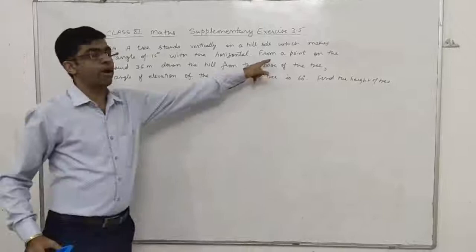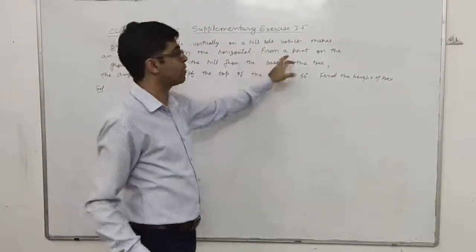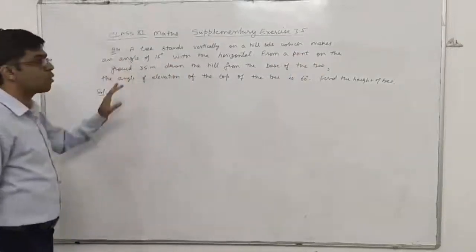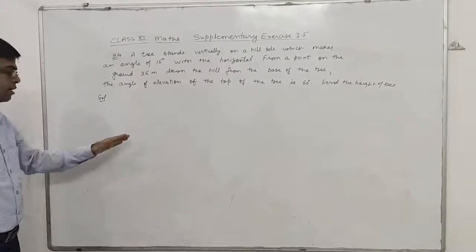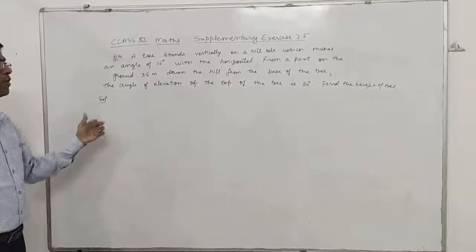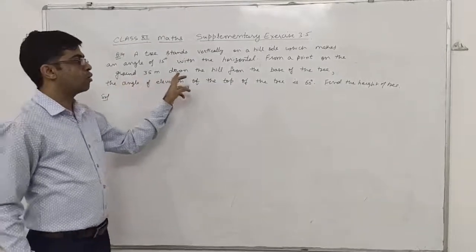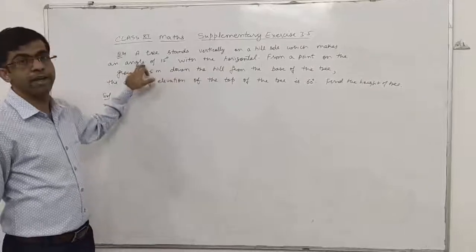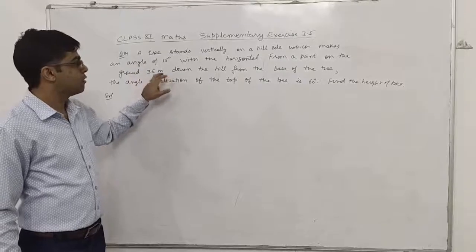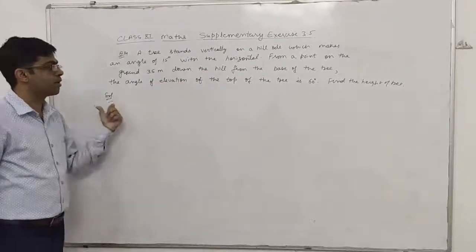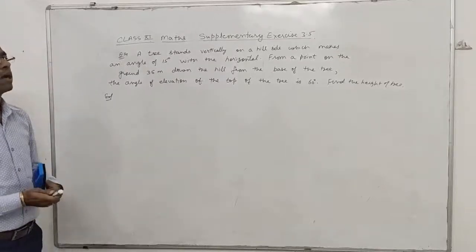Now from a point, meaning we consider it from one point. This is a height and distance problem. From a point on the ground that is 35 meters down the hill. If we go 35 meters below along the hillside, there you will get the ground, and from that point, from where the tree was at 15 degrees with the horizontal, from the same point 35 meters away, the angle of elevation of the tree top is 60 degrees. So find the height of the tree.